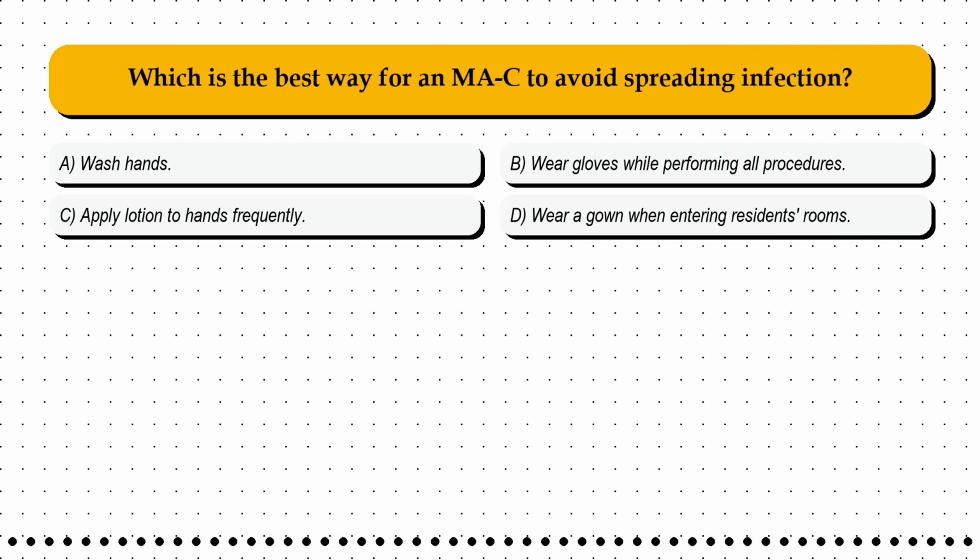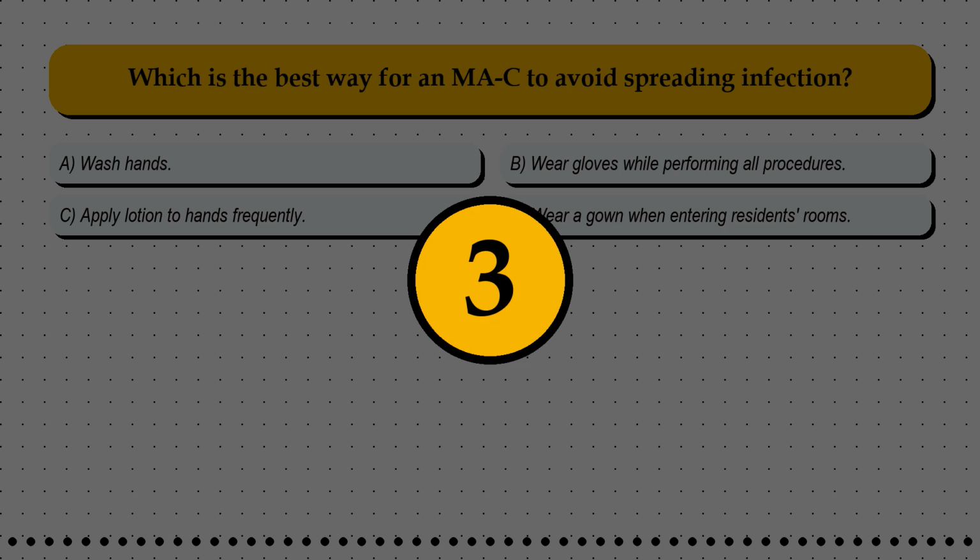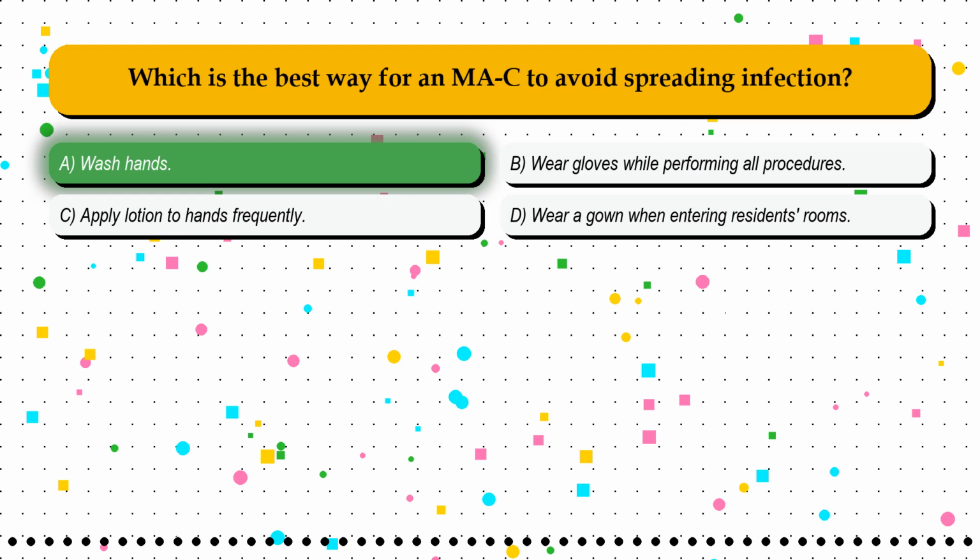Question 299. Which is the best way for an MACE to avoid spreading infection? Option A, wash hands. Option B, wear gloves while performing all procedures. Option C, apply lotion to hands frequently. Option D, wear a gown when entering residence rooms. The correct answer is option A, wash hands.